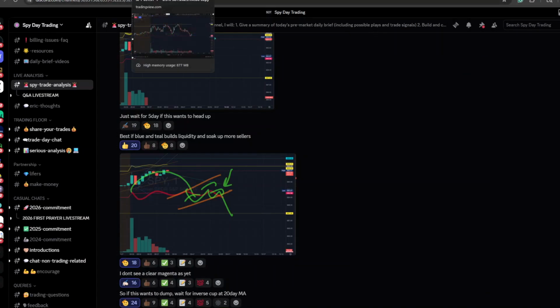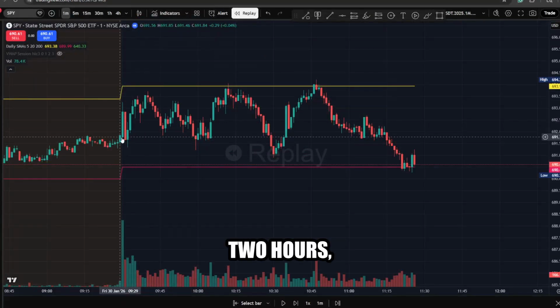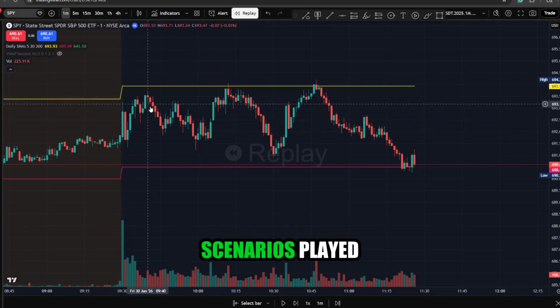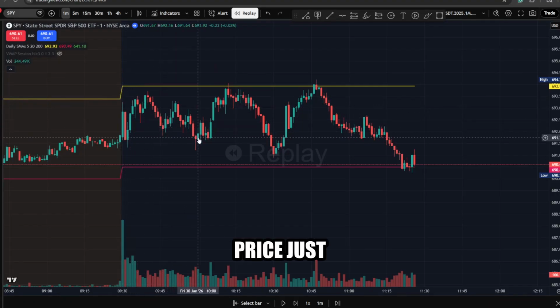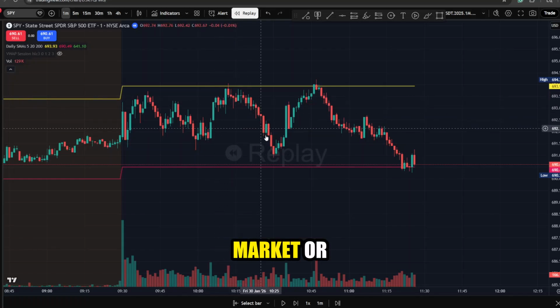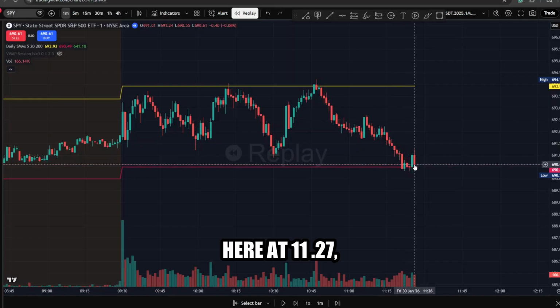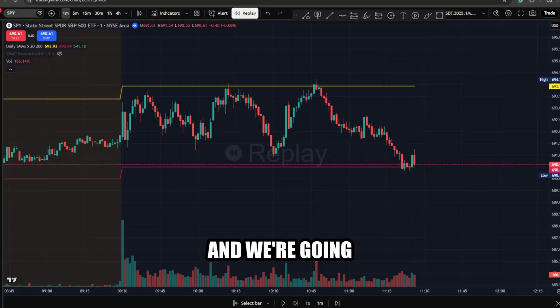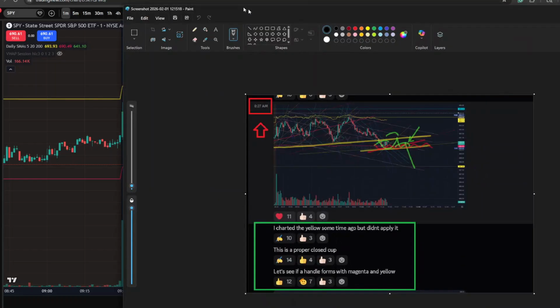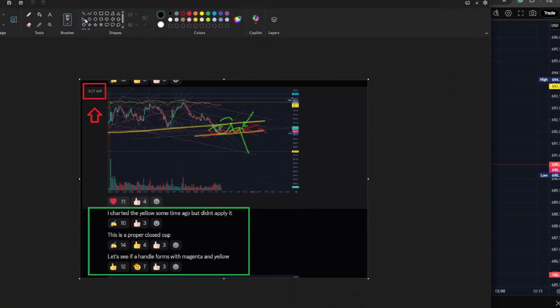Now, as you can see, for the first 2 hours, none of those scenarios played out. Price just chopped in a sideways market or in a range. To the naked eye, it looks like no structure. But here at 11:27, the inverse cup has closed. And we're going to see his next writing.